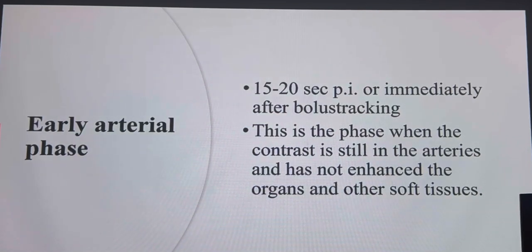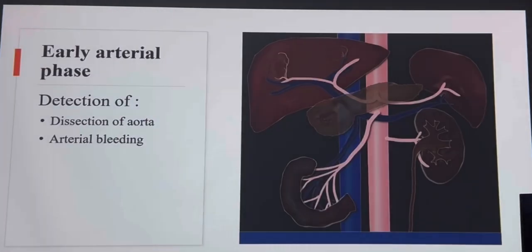The contrast is only in the arteries. So from this aspect, you can recognize that this phase is very important for the angio studies. If I'm suspecting, let's say in the abdomen, aortic leak, aortic aneurysm, or leaking blood or blood escaping from vessels to organs, whatever, in this phase I can detect.